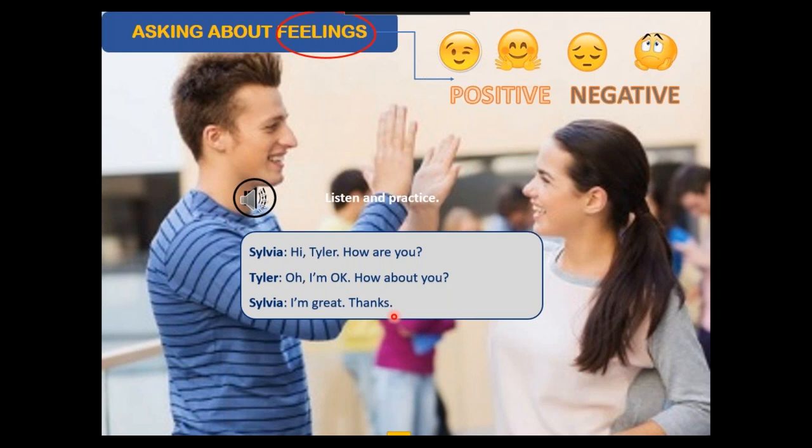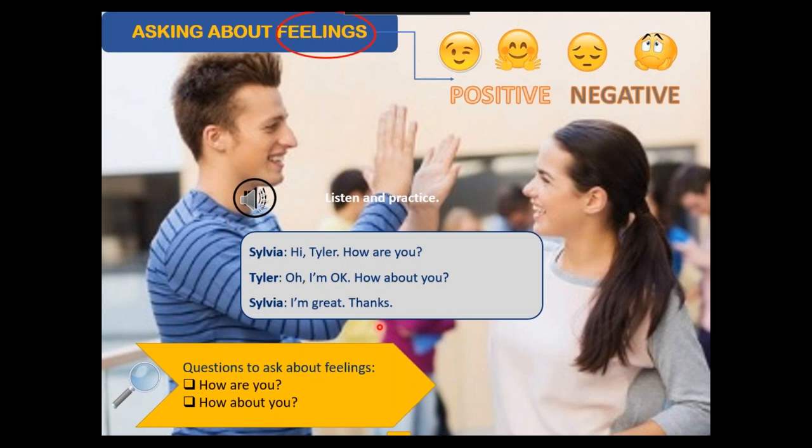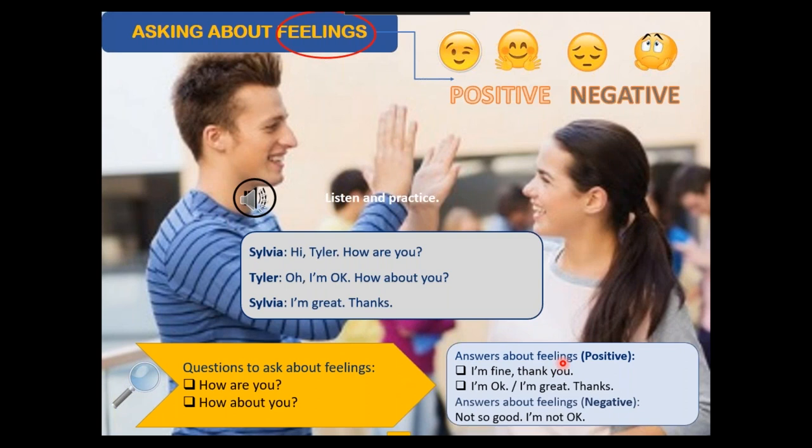So we have these questions to ask about feelings. We have two: How are you? And how about you? Repeat, please. How are you? How about you? Perfect. Look at the answers. Answers about feelings in positive: I'm fine. Thank you. I'm okay. I'm great. Thanks. And answers about feelings in negative: not so good. I'm not okay. Right? Now, listen and practice this conversation.